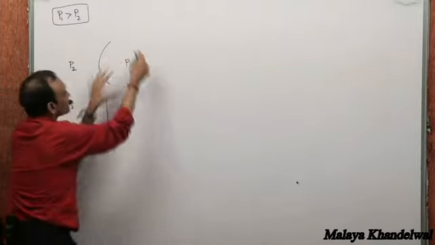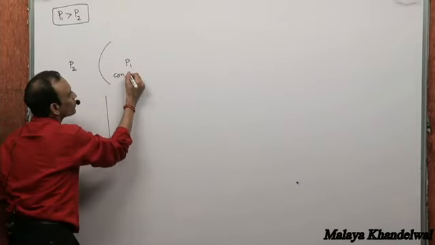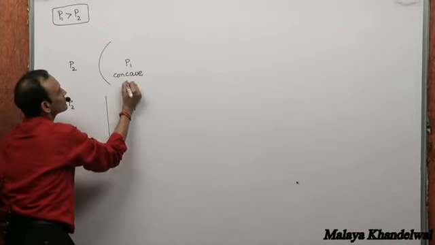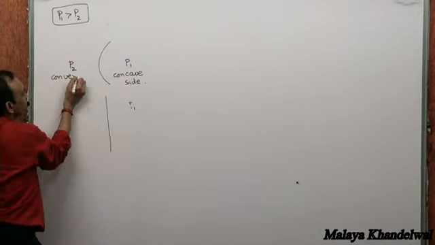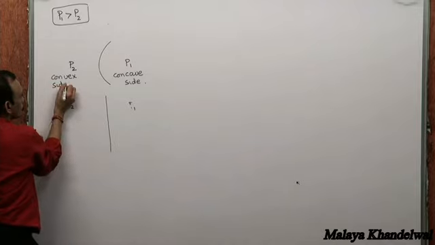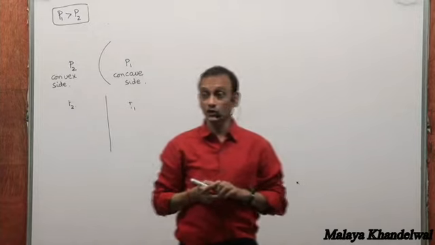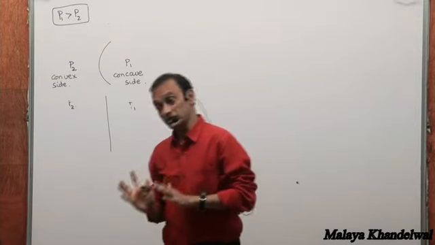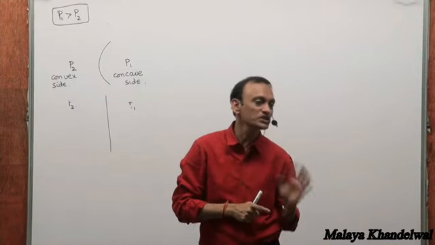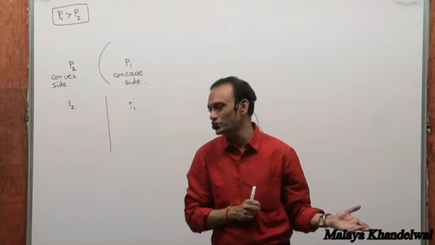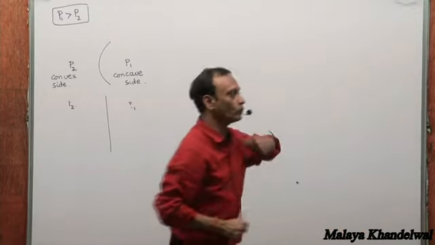this part is called the concave side of the curved surface, and this side is called the convex side of the curved surface. Alright? So the pressure on the concave side will be more than the pressure on the convex side. Right?